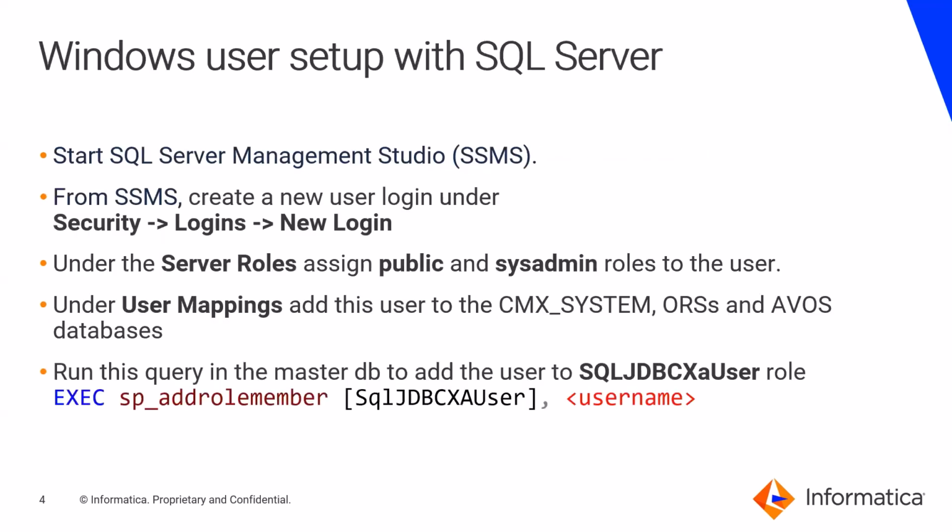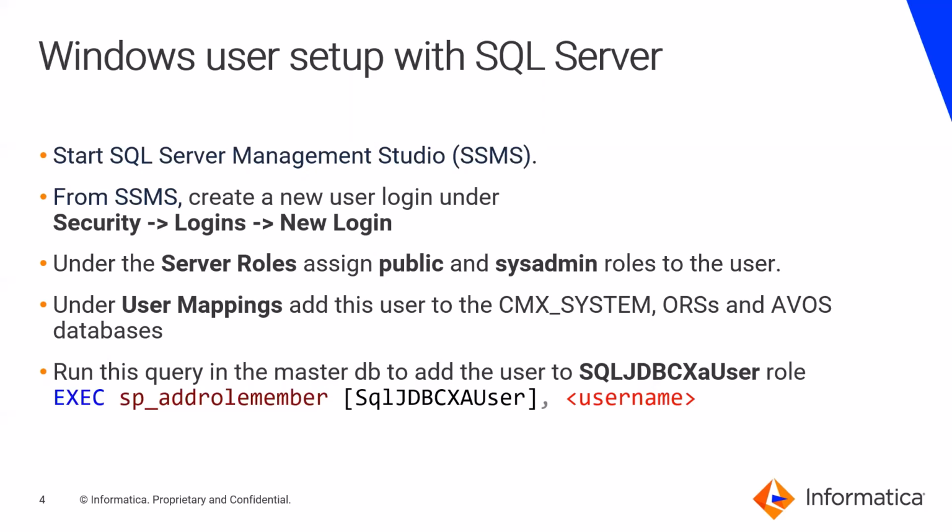Now, starting with setting up the Windows user with SQL Server, we need to start the SSMS, and under the security tab, we need to create a new login for the Windows user that we want to authenticate the data sources with. For that user, we need to give the server roles as public and sysadmin. For the user mappings, we need to map it with the MDM related databases, such as the CMX system, CMX ORS, etc. And then we have to run this query to add this Windows user to the SQL JDBC XA user role.